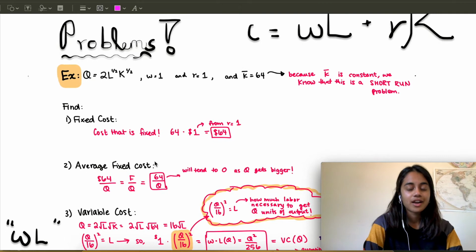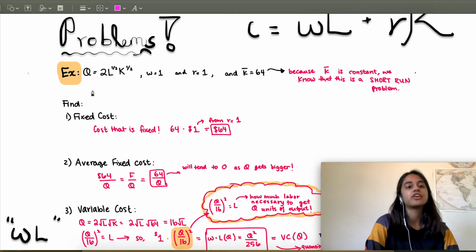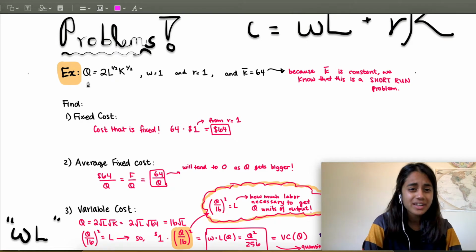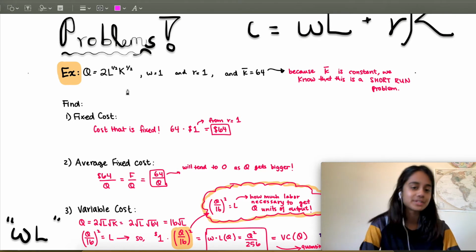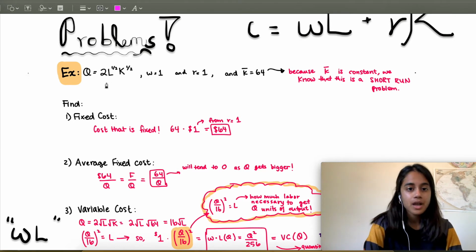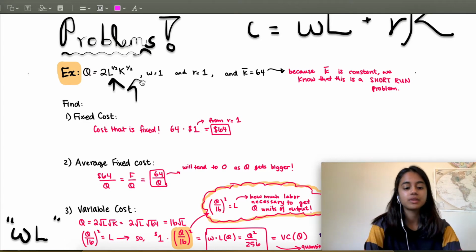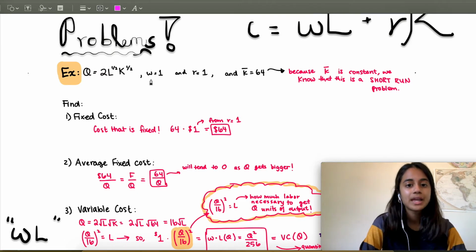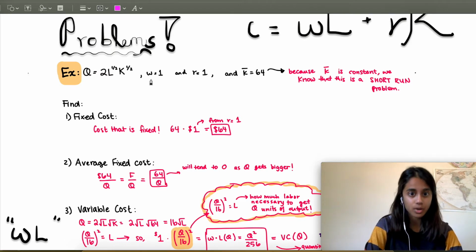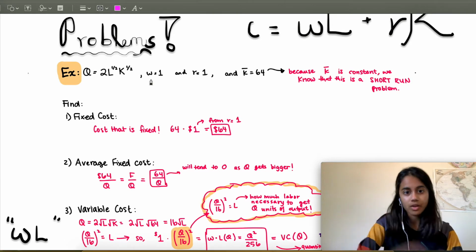So in our example here, we have a production function. Our quantity is equal to 2L to the power of 1/2, K to the power of 1/2. It's a Cobb-Douglas, but that doesn't really matter for this problem. We have our L and our K, where L is our labor and K is our capital, and we have our wage, W, equal to 1, and the rental rate of capital, R, which is 1. So it's just $1, $1.